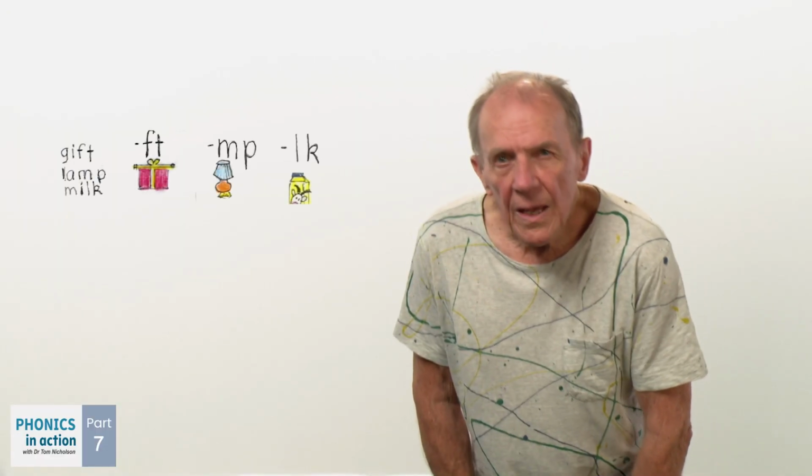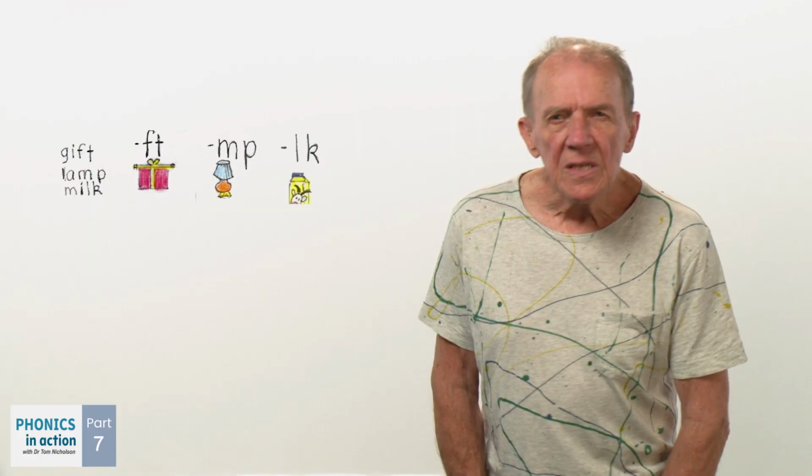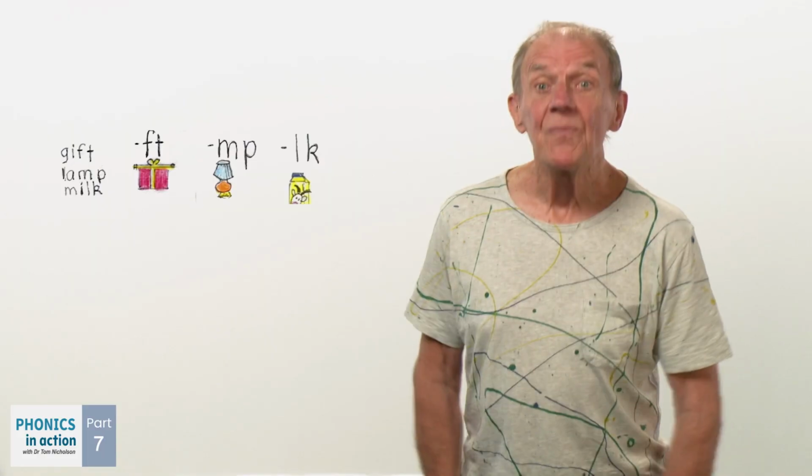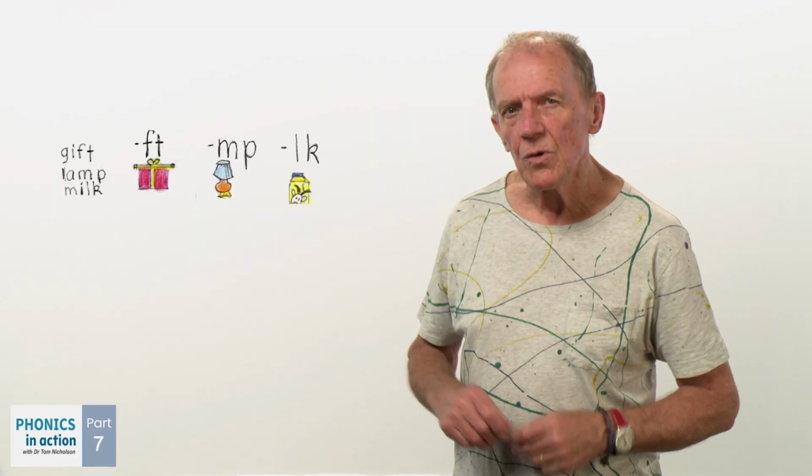Now we're going to final clusters. Once your students can read initial clusters quickly and accurately, move to the final clusters on the chart. Looking at this line, ft, mp, lk. Do you notice anything about these clusters? Yes, that's it. These clusters are all at the end of the word.